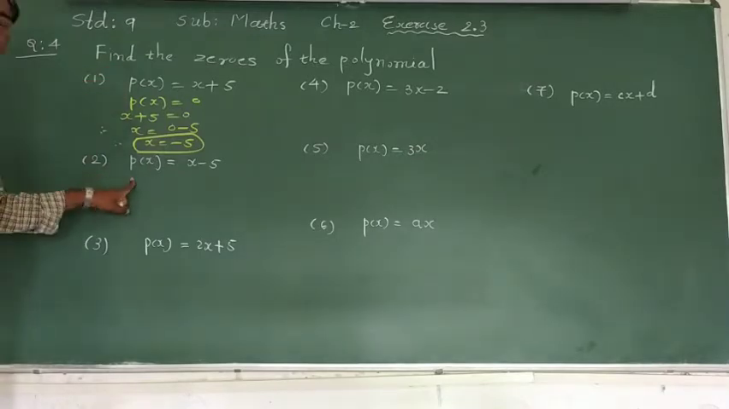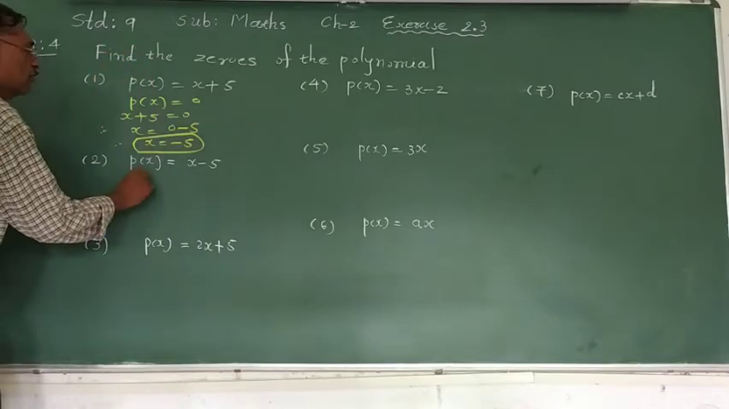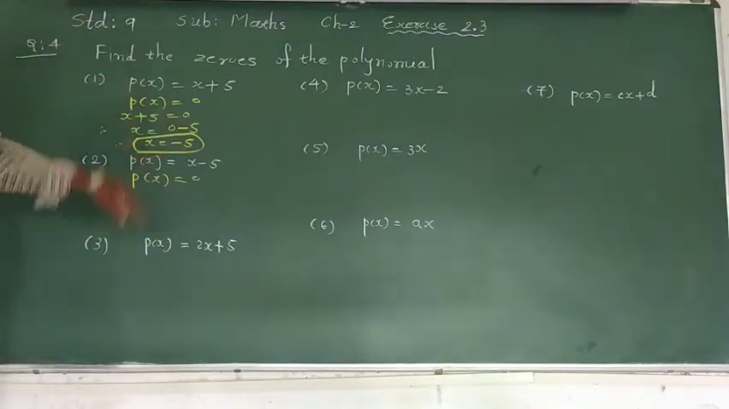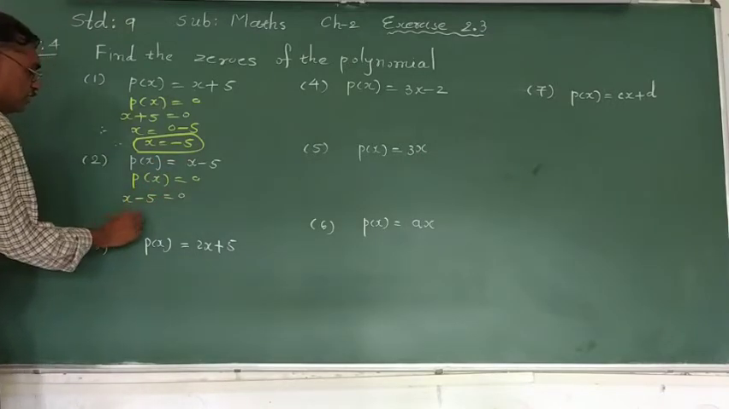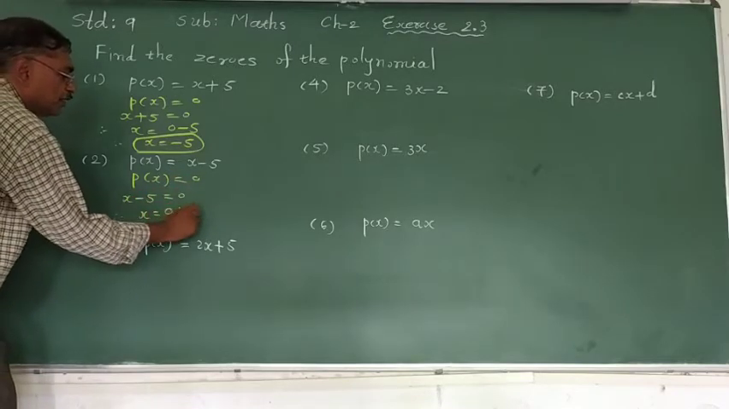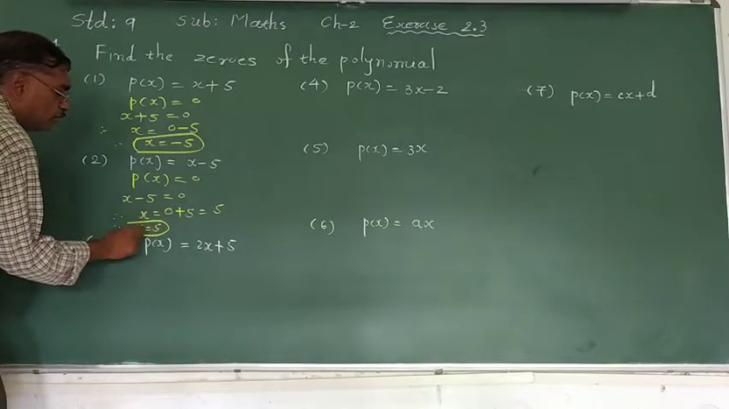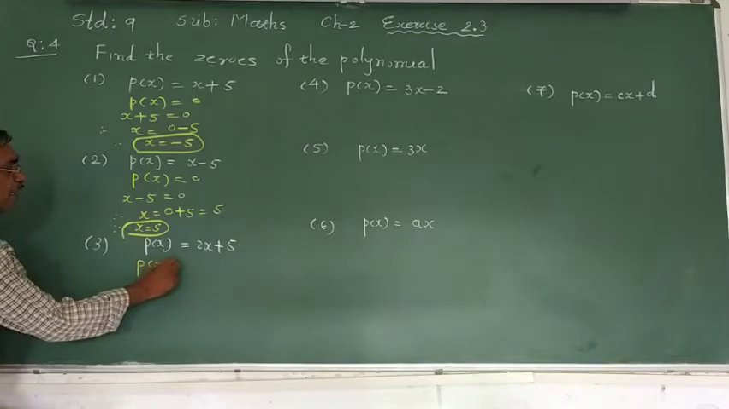Okay. Now second, p(x) equal to x minus 5. So p(x) equal to 0. We write first directly p(x) equal to 0. Now write x minus 5 equal to 0. Therefore x equal to 0 plus 5, since minus 5 goes to the front side, equal to 5. Therefore x equal to 5 is the zero of the polynomial. Now third, p(x) equal to 2x plus 5. First write down p(x) equal to 0.